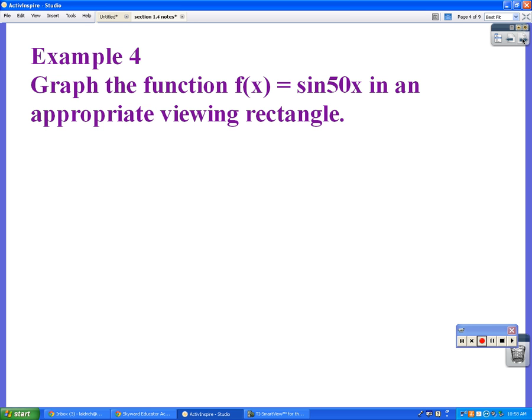Well, that's fine. Hit the mode button right now and then scroll down. There you got it.